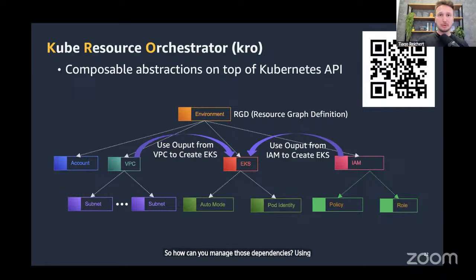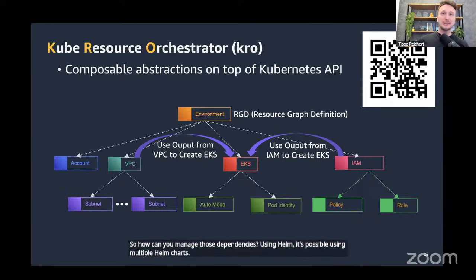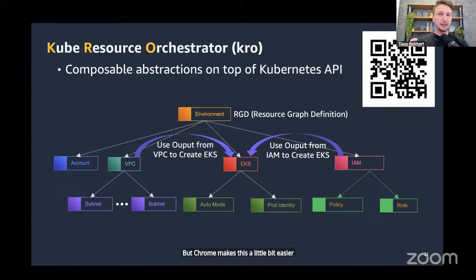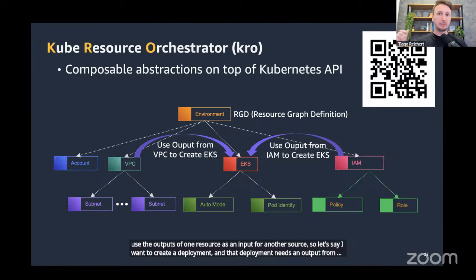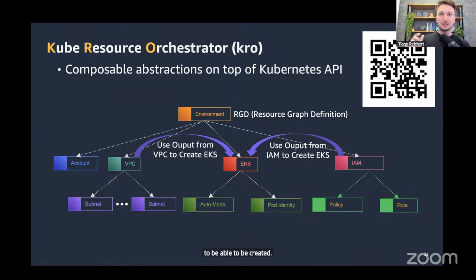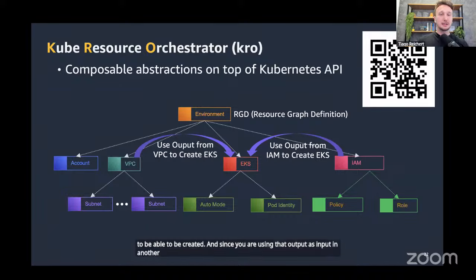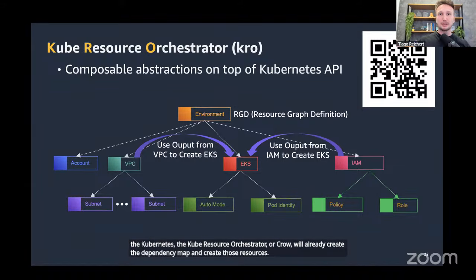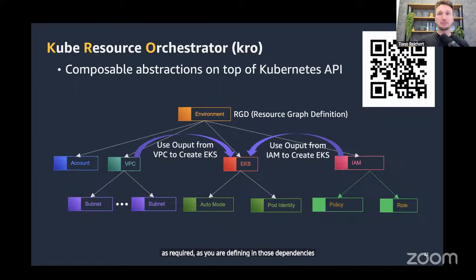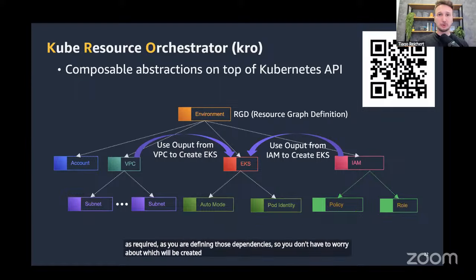Using Helm, it's possible using multiple Helm charts, but kro makes this a little bit easier since you can just, for example, use the outputs of one resource as an input for another resource. So let's say I want to create a deployment, and that deployment needs an output from my IAM role for service account to be able to be created. And since you are using that output as input in another resource, the Kube Resource Orchestrator, or kro, will already create that dependency map and create those resources as required as you are defining those dependencies. So you don't have to worry about which will be created first or to have any race conditions as they are being created.